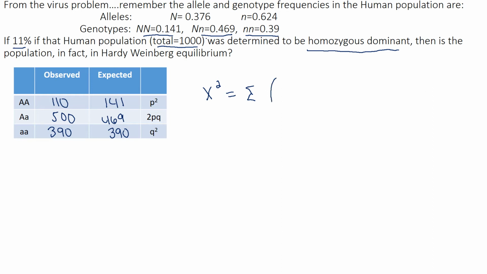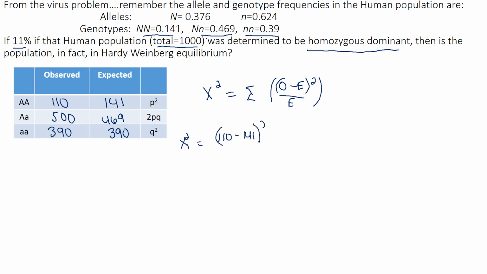So chi-square is equal to the sum of these numbers right here. If you take all three data sets, you're going to subtract the expected from the observed numbers, and then divide by the expected numbers, and these are squared here. So it's the sum of all of those three together. So let's go ahead and set that up. I've already calculated it. However, I'm going to show you how to set it up.